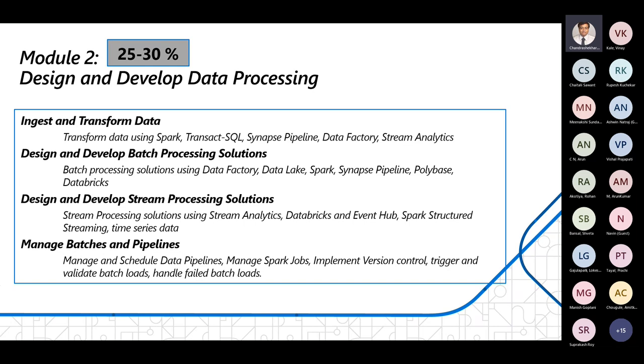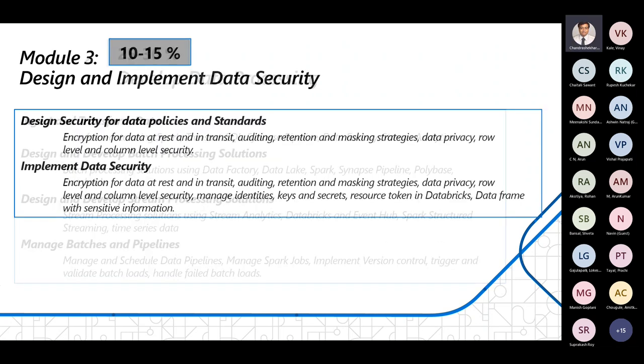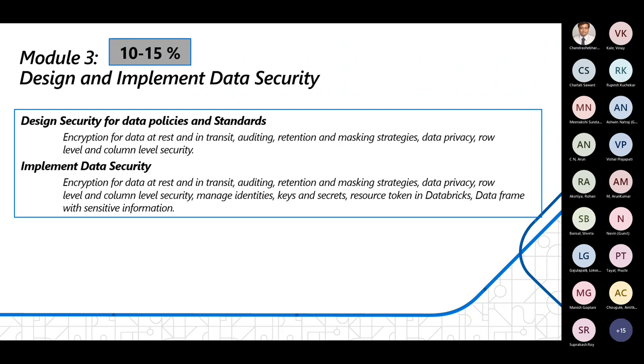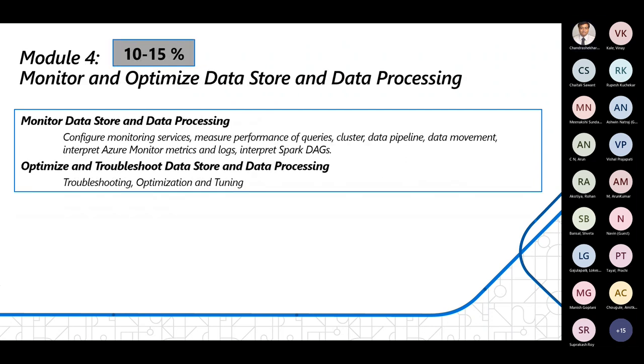Module 2 also carries around 25 to 30 percent of weightage. So both these modules carry around 70% of weightage in the examination. But remember, 70% of weightage is not sufficient to successfully pass the examination. That should not be your target. Your target should be at least 90% of weightage. Module 3 is 10 to 15%, and module 4 is 10 to 15%. So at least 3 modules you must do, and you should have a fair idea about the 4th module.